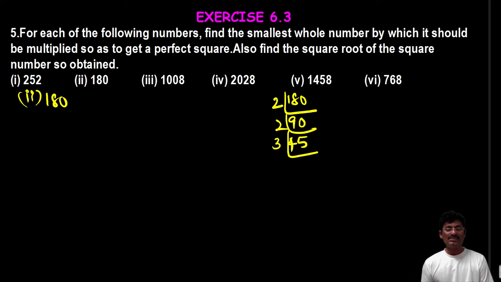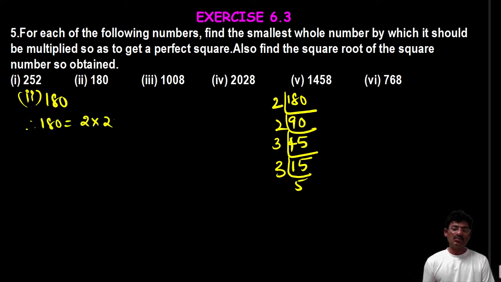It is divisible by 3. 3 times 15 is 45, and 15 is 3 times 5. Therefore we can write 180 equal to 2 times 2 times 3 times 3 times 5.